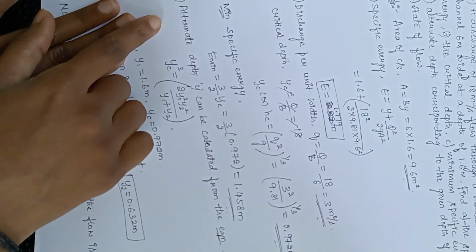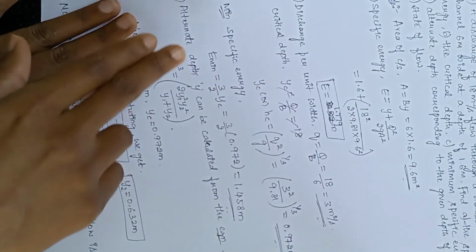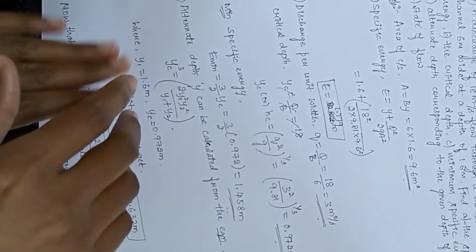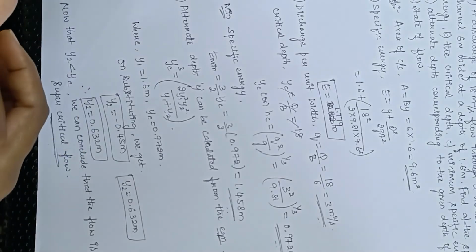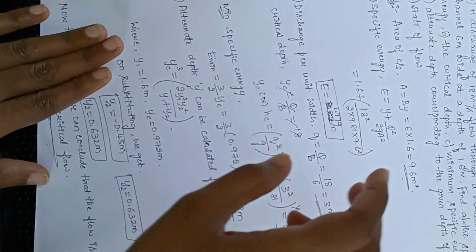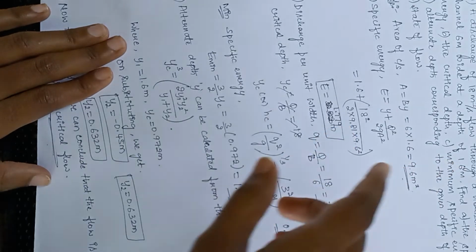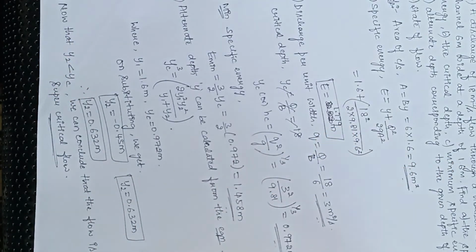Then coming to the next case, the alternate depth y can be found by an equation. We have two depths here. One is the y1 depth, the other is the y2 depth. The depth which is given in the question will always be y1. To find y2, that is the alternate depth or the corresponding depth, we have to make use of the formula of critical depth in terms of y1 and y2.